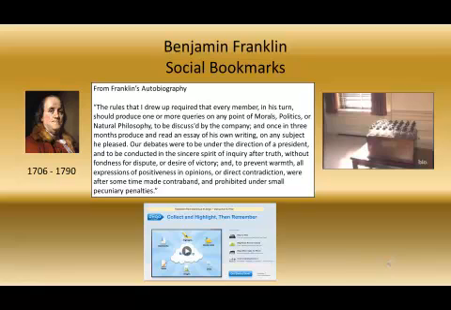For social bookmarks, I could see Benjamin Franklin using the Digg site as a place for his 12-member Junto Club to meet. Digg would be perfectly suited for the intent of the club as stated by Benjamin Franklin in his autobiography, with the only word I would replace to make it modern instead of read is post.